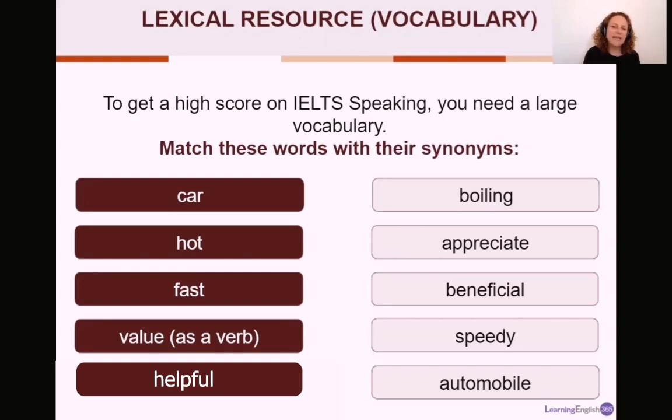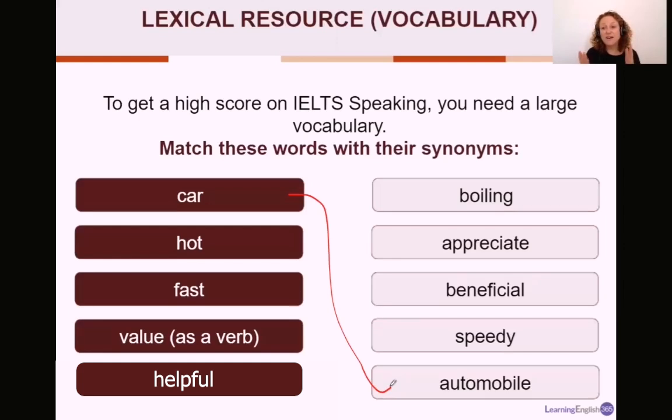And on the screen here now, we've got a little exercise to do. The activity is to match the words on the left with their synonyms on the right. Can you do that? Let's have a look then. So we have car. What's another word for a car? It's quite an easy one, I think, to start. Yeah, automobile. Car and automobile.